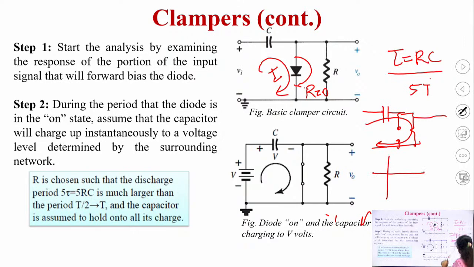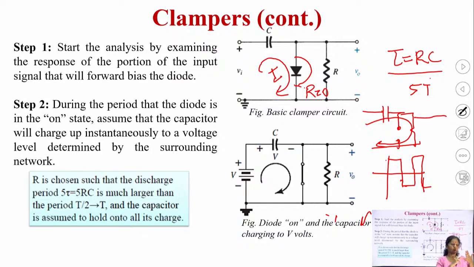So, what happened? The capacitor will try to charge to the peak value, but it will not be able to, because it will take 5 time periods of the cycle of the input signal. That means it will charge and discharge, again charge and discharge. That means it will never be able to charge to the maximum value. So, that is the reason we always start analysis when and only whenever the diode comes in the forward bias state.